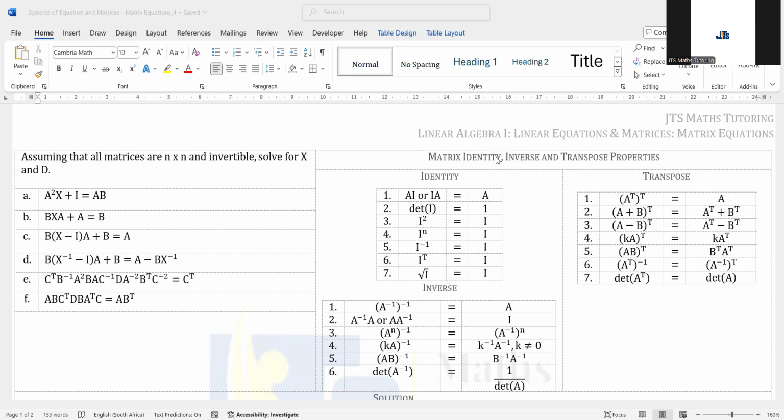Today, we are continuing with the matrix equations. So let's get going. Assuming that all matrices are n by n and invertible, solve for x and d.